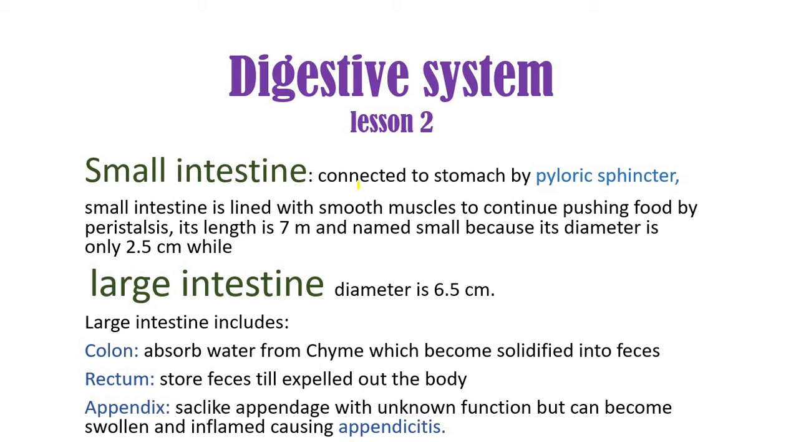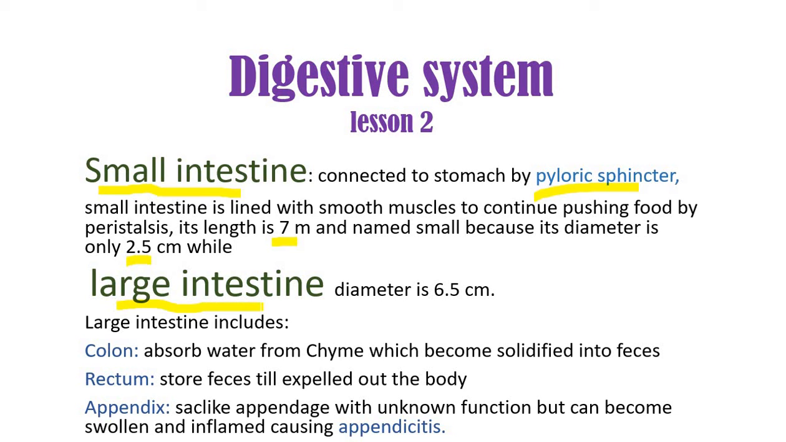As for the small intestine, like we said, it is connected to the stomach by the pyloric sphincter. It's very long, about 7 meters, and it's named small because the diameter is very small. It's only 2.5 centimeters wide. The complete digestion of all food occurs in the small intestine. So the complete digestion of carbohydrates, proteins, and fats occurs in the small intestine. After this, the remaining is transferred into the large intestine.